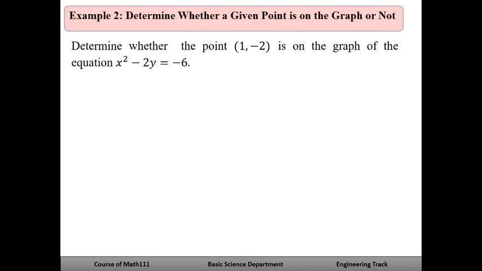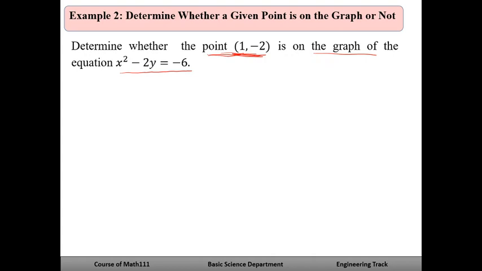Determine whether a given point is on the graph or not. We will see if this ordered pair or point is on the graph. You can say point or ordered pair, they're both the same in our context. Determine whether the point (1, -2) is on the graph of x squared minus 2y equals minus 6.